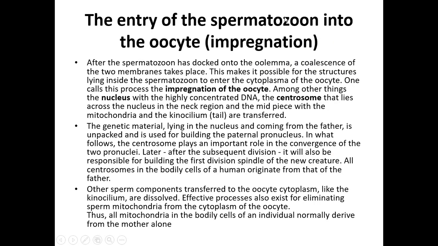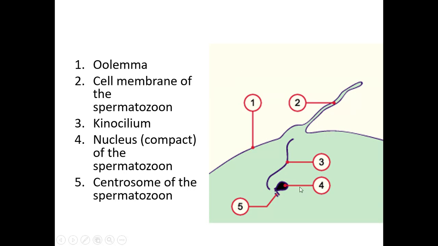Okay. So how does impregnation take place? Again, the sperm cell enters inside. The centrosome of the spermatozoon also enters inside. The tail, the kinocilium, will also be dissolved very soon. And the cytoplasm of the previous sperm cell, the cytoplasm of head and tail, is just fusing with the oolemma, with the membrane of the secondary oocyte.